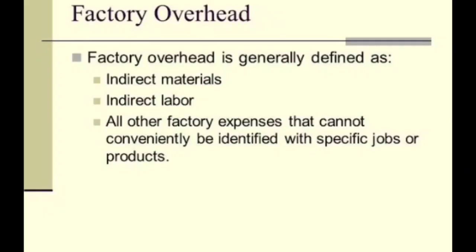As we have discussed before, a product involves three items: direct material, direct labor, and factory overhead. So what is factory overhead? These are all expenses other than direct labor and direct material. They are indirect material, indirect labor, and all other factory expenses which are related not to any one job but to the factory.